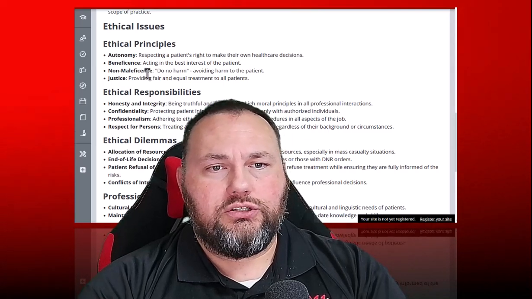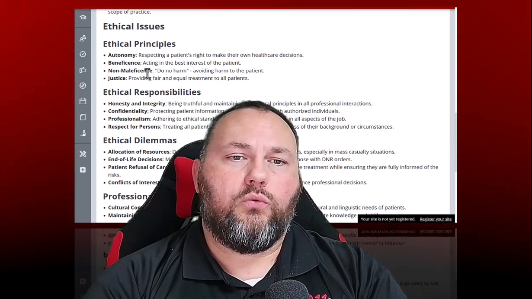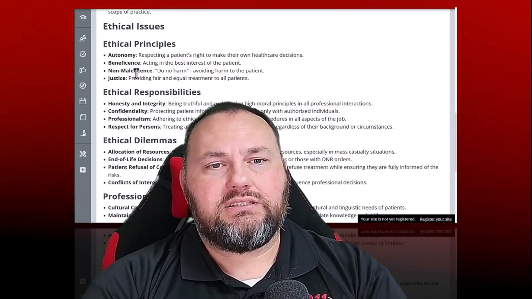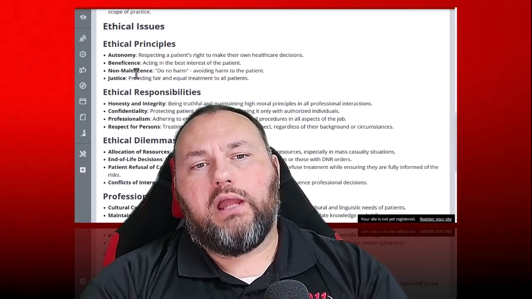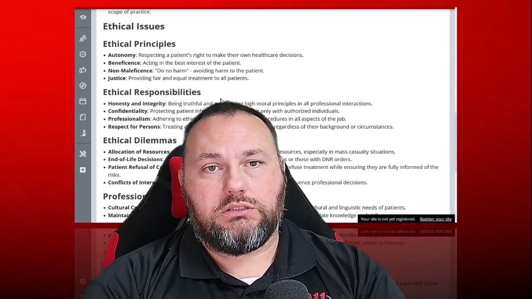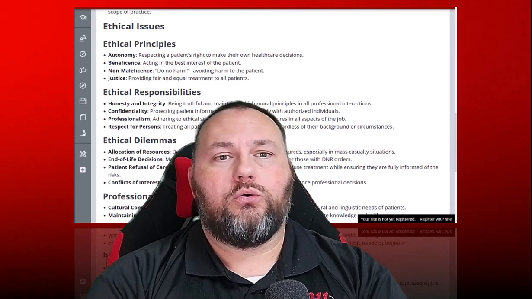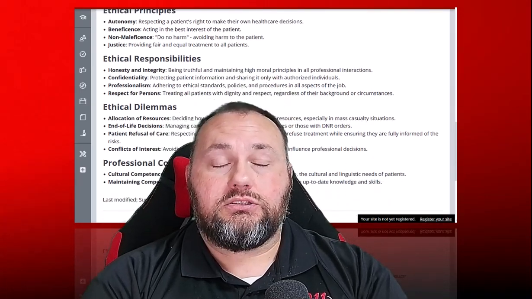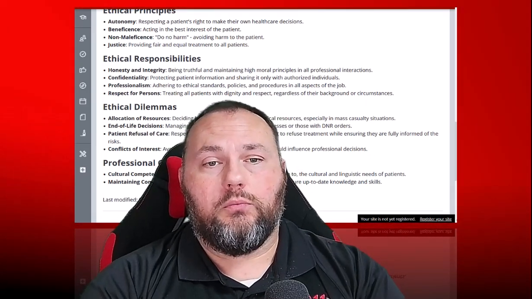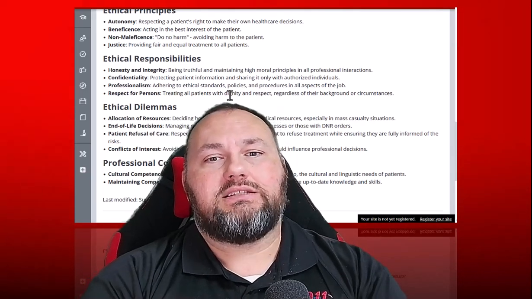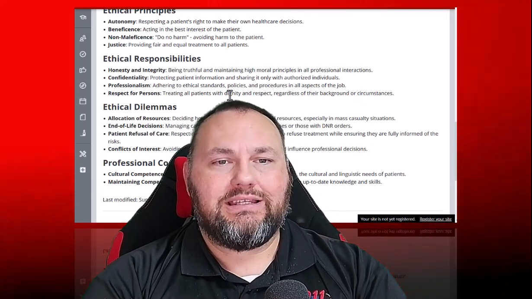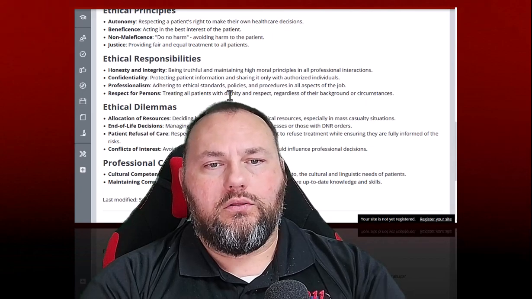And ethical issues, keep in mind the ones that you have here. You'll more than likely be tested on autonomy, beneficence, and non-maleficence. If you are into Disney, Maleficent was supposed to be a bad person. So non-maleficence means not bad, or do no harm. So do not cause any harm to the patients. Beneficence is acting in the best interest of the patient. So whatever you do as far as making decisions, do what's best for the patient.